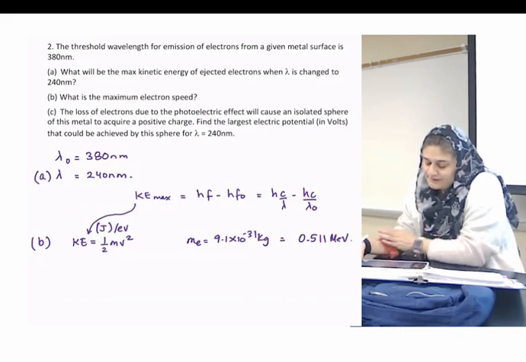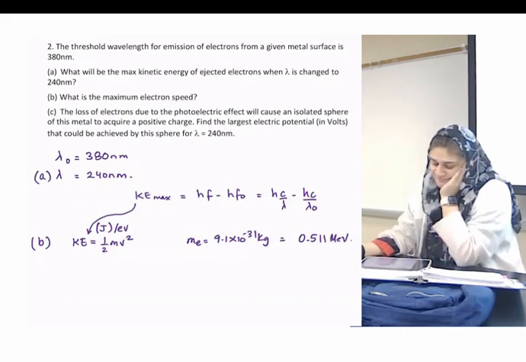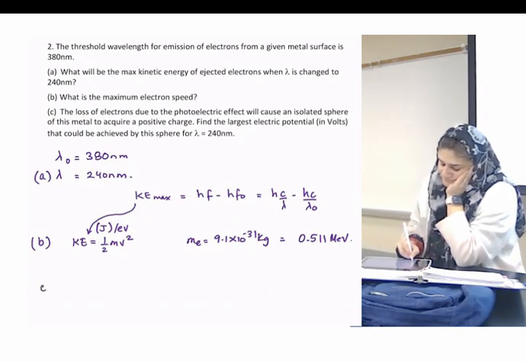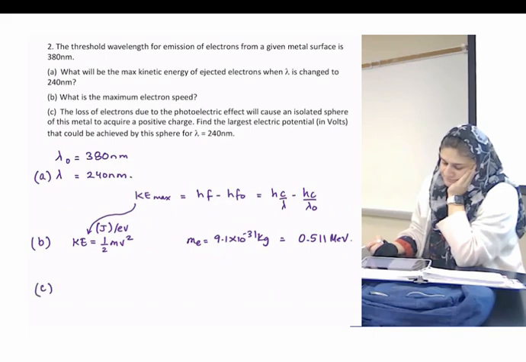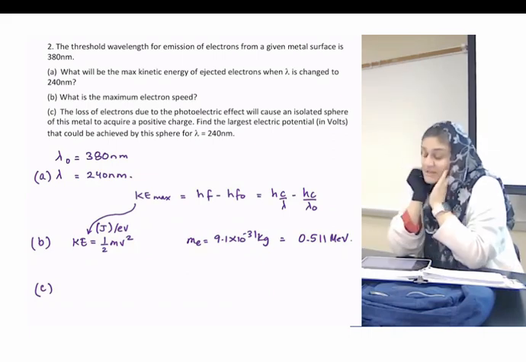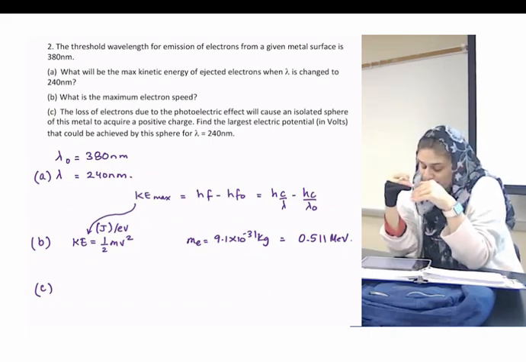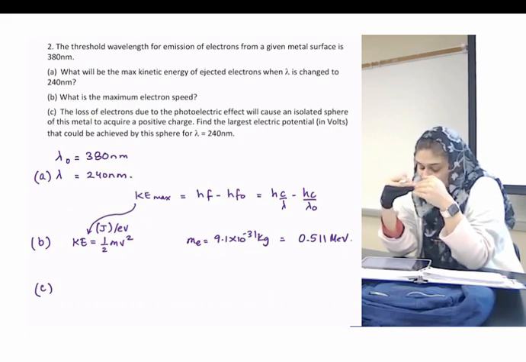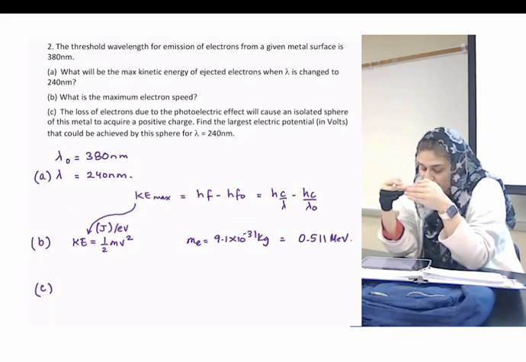Okay, last one. Loss of electrons due to the photoelectric effect will cause an isolated sphere of this metal to acquire a positive charge. Find the largest electric potential in volts that can be achieved by this sphere for the wavelength at 240 nanometers. So electrons are leaving, so we will get a positive charge.